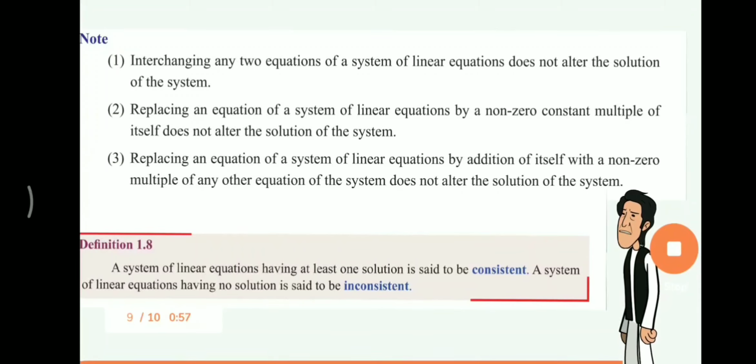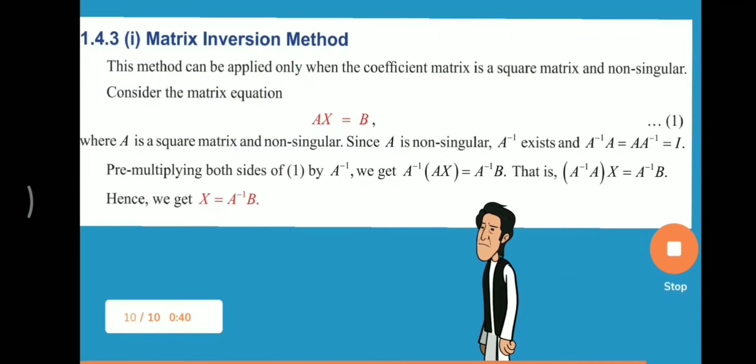Definition 1.8. A system of linear equations having at least one solution is said to be consistent. A system of linear equations having no solution is said to be inconsistent.